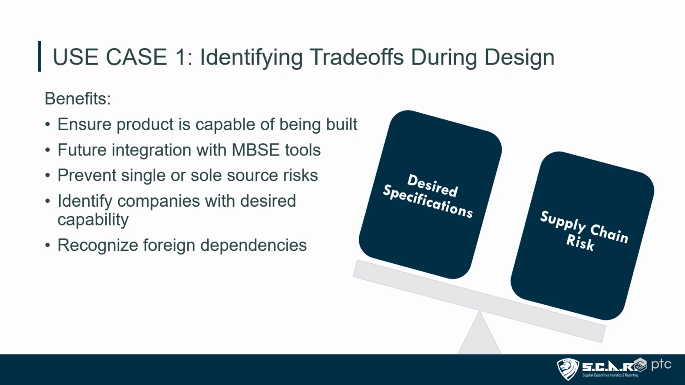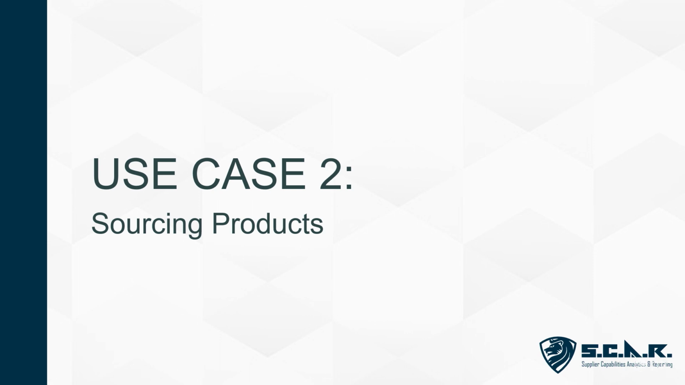So by using SCAR at the same time as any MBSE tools, you're basically able to ensure the product is capable of being built while ensuring that you're still designing to the specific spec. And so being able to prevent those single or sole source risks and identifying companies with this capability at the same time as you're designing. So the second use case is using SCAR to source COTS products.